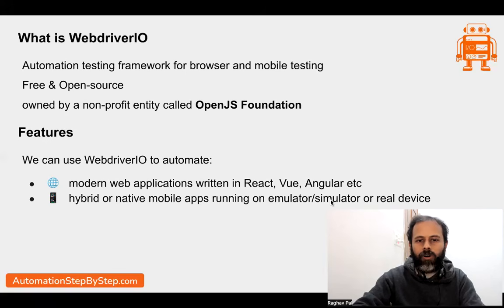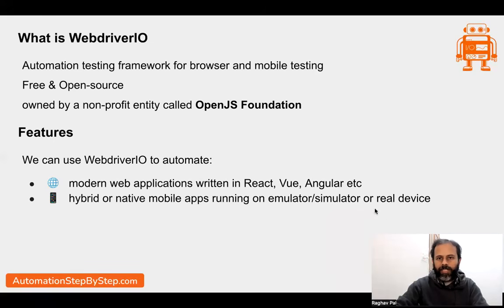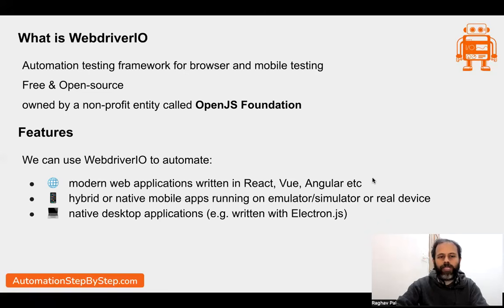We can do testing on hybrid and native mobile applications, both emulator and real devices, iOS and Android. And then we can also test native desktop applications, for example applications written in Electron.js. One of the major advantages here is we can also work with shadow DOM objects. These are objects which are difficult to find, access and work with, but in WebdriverIO, we can access these objects and work with them. We can also work with objects of the React framework, Angular framework, etc.